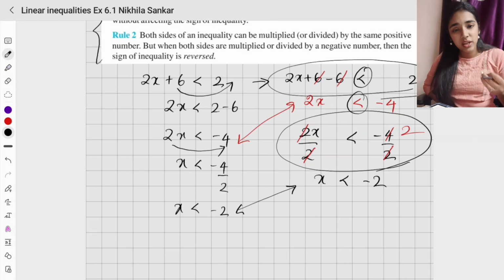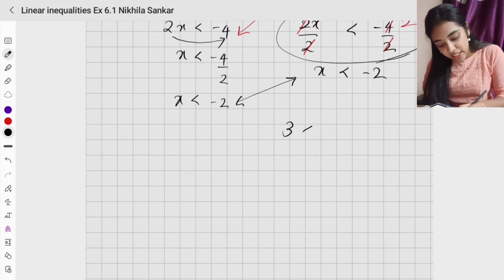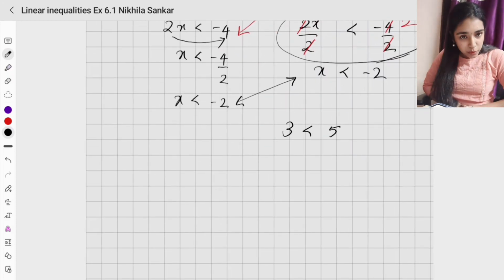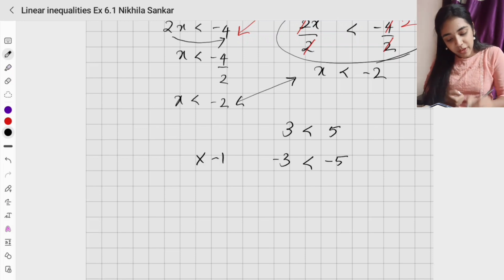What happens when you multiply or divide by a negative number? If, for example, I have 3 is less than 5, is this true? Yes. Now I'm going to multiply both sides by minus 1. Multiplying by minus 1, I get minus 3 less than minus 5. But is this true? No.